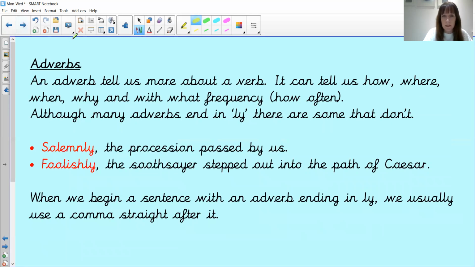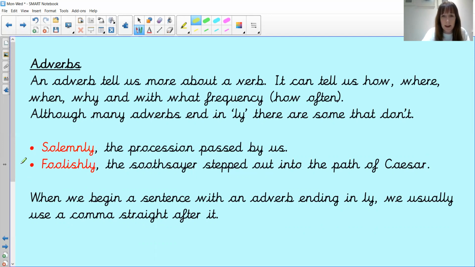So let's look at adverbs. An adverb tells us more about a verb. It can tell us how, where, when, why, and with what frequency or how often something happens. Although many adverbs end in ly, there are some that don't, and we did a lot of work on fronted adverbials last term, so I know that you can already tell me adverbials that don't end in ly because we had a good practice at that. So here are some examples here.